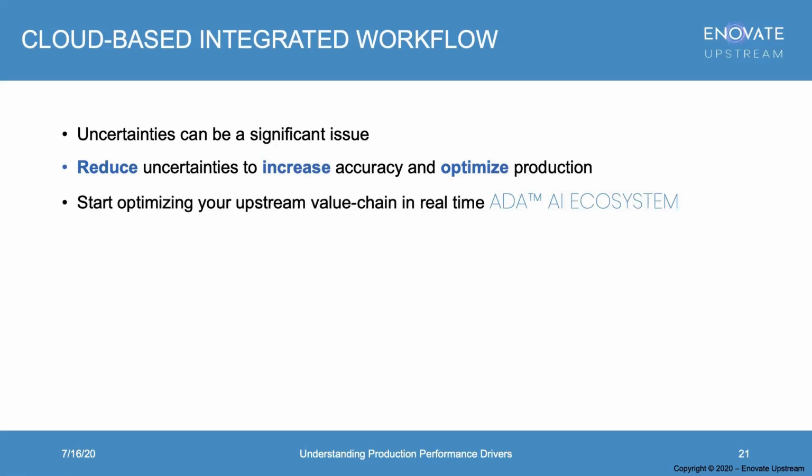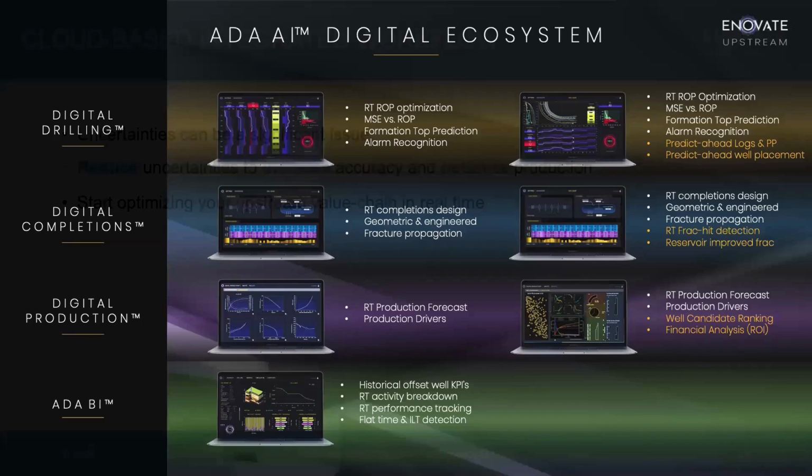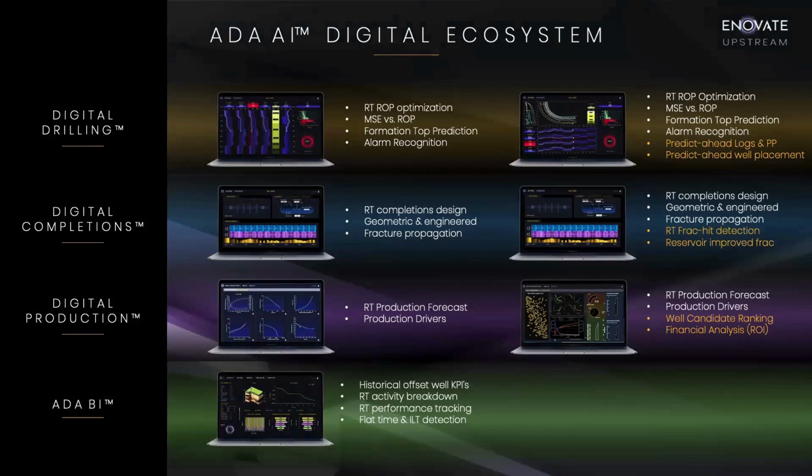So fortunately, Enovate Upstream has the ADA AI ecosystem, which is our cloud-based solution that uses artificial intelligence and physics-based modeling for production optimization in real time. And it begins from the very moment that you spot your well and you start drilling. So the way it works is essentially we have several packages for drilling applications, for completions applications, and for production applications. And for drilling, we have real-time ROP optimization.